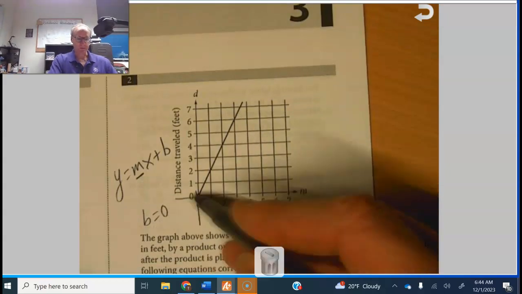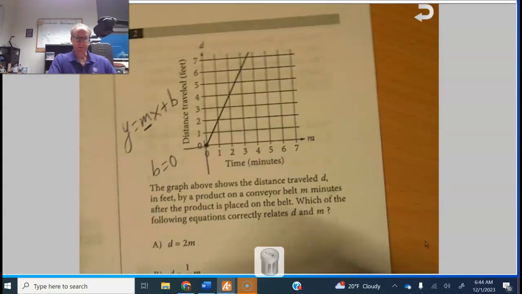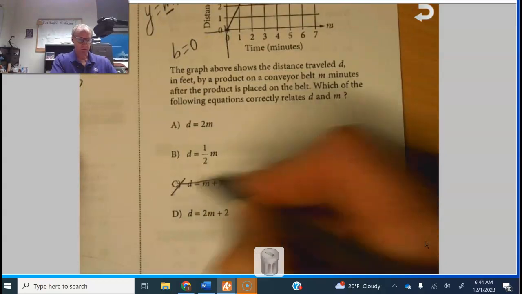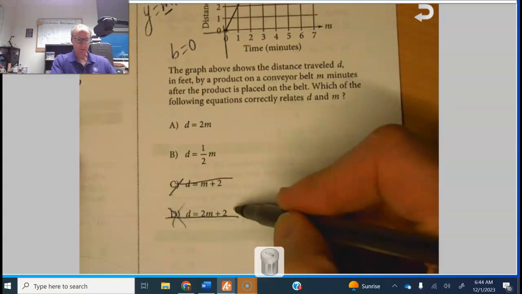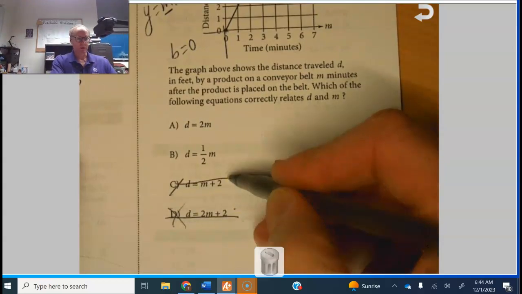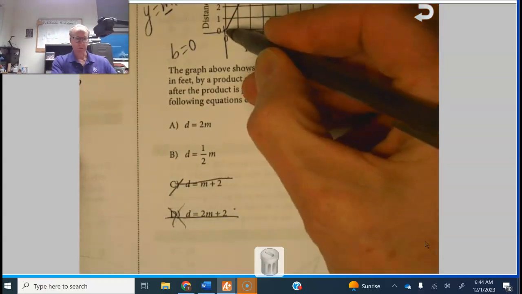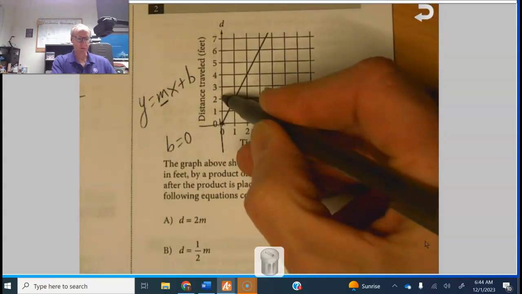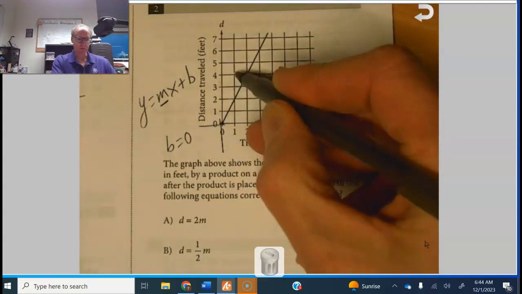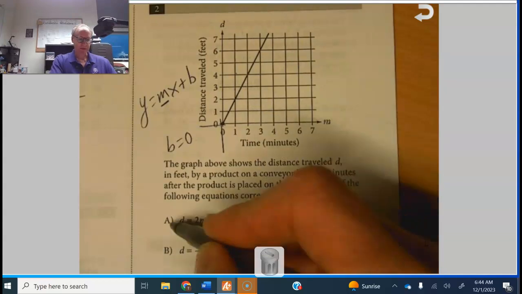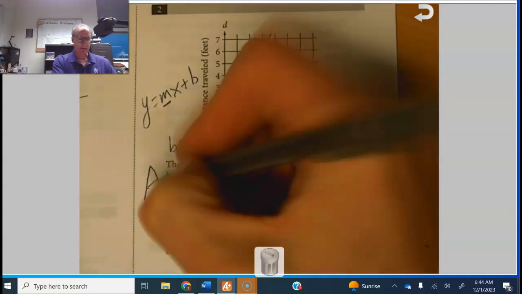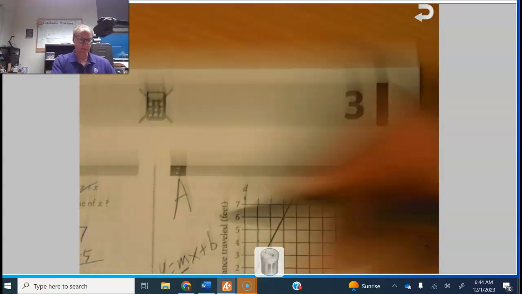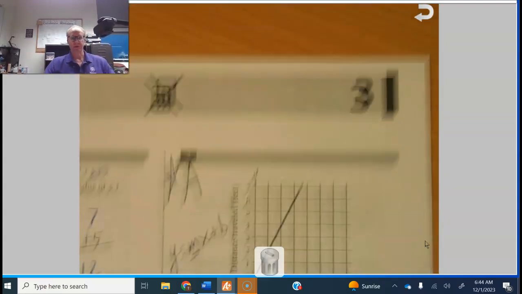Since b is equal to 0, C is out, and D is out, because we're not going through (0, 2), we are going through (0, 0). And we have a slope of up 2 over 1. Up 2 and over 1, and of course that's going to be A. And again, I like A. I put it up next to the number, and I'm absolutely sure, and I'm going to move on.